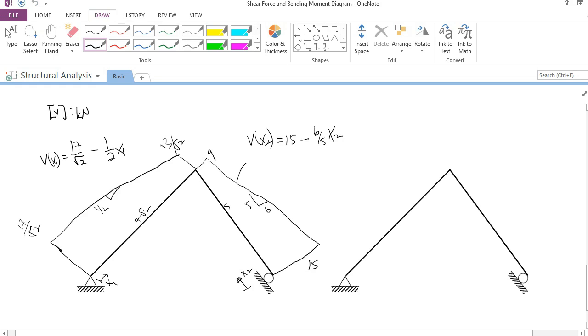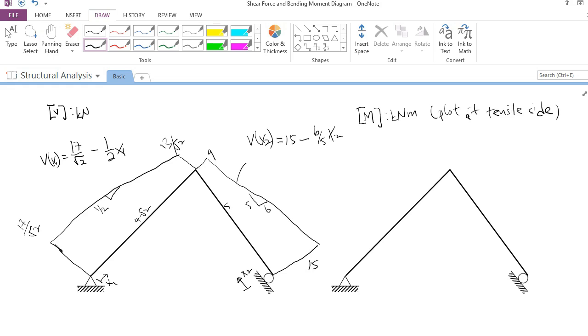So the last but not least is our bending moment diagram, in kilonewton meter. I like to plot it at the tensile side, because I'm a civil engineer. In practice, we like to plot our bending moment at the tensile side so that the workers can locate the reinforcement easily. But it is for practical purposes.